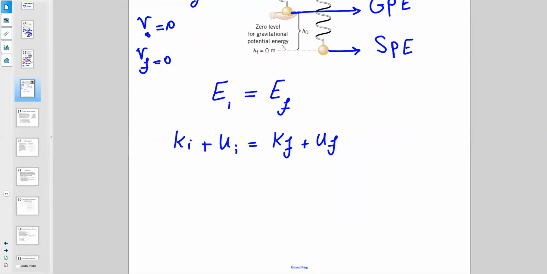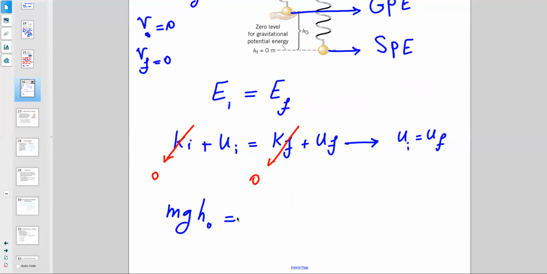We know that kinetic energy is zero in both cases. It starts from zero, and it ends up being zero because the spring is pulling it back. So U initial should be equal to U final. U initial is only due to gravity. You are holding it at a height of h zero, so you have mgh zero. The final potential is only due to the spring, and you know what it is, half kx squared.